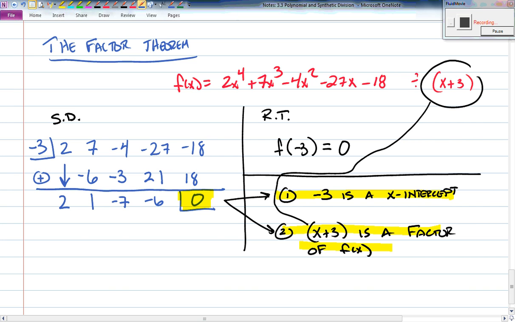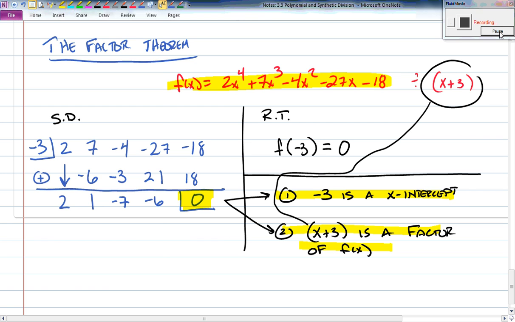So if you get a 0 in the remainder, from synthetic division or using the remainder theorem, it tells you two very important things. It tells you that whatever you evaluated is an x-intercept, also known as a 0. And it tells you that x plus whatever you had there is a factor of f of x. So right now, I want you to graph this function in your graphing calculator, and we're going to examine the graph.